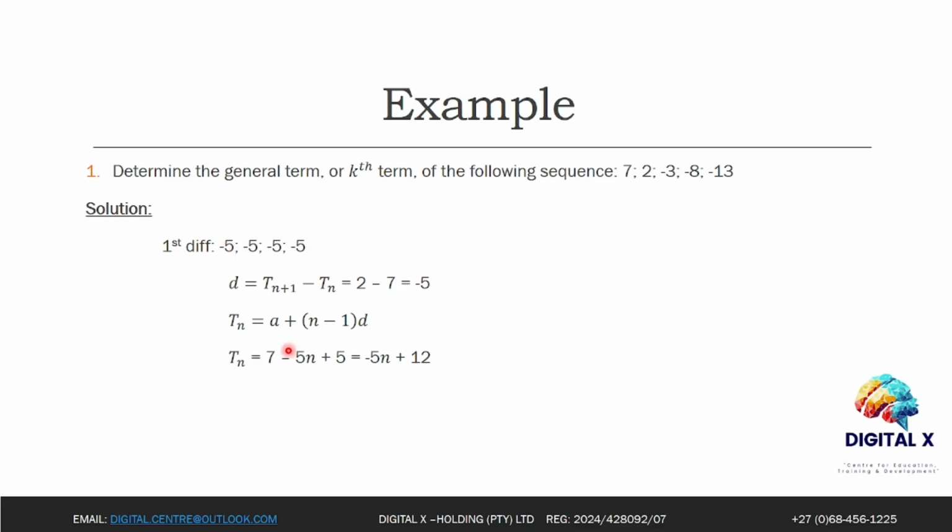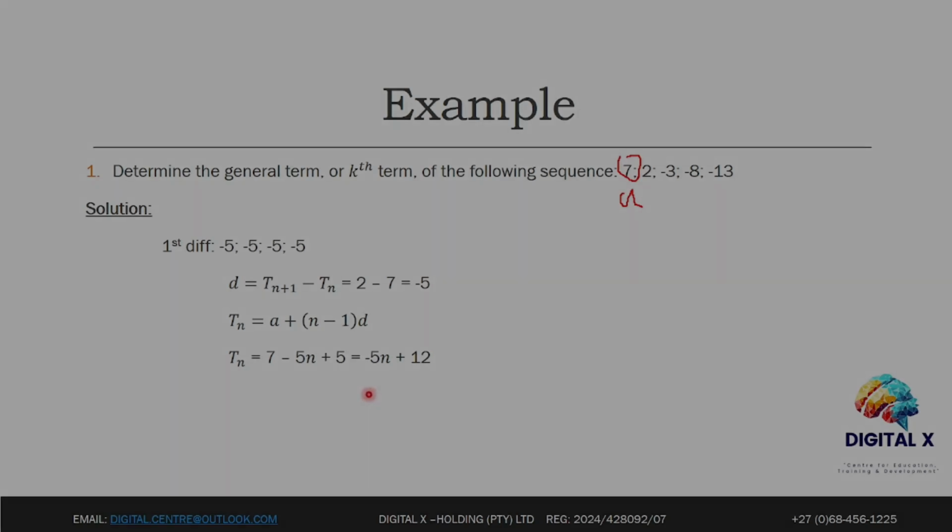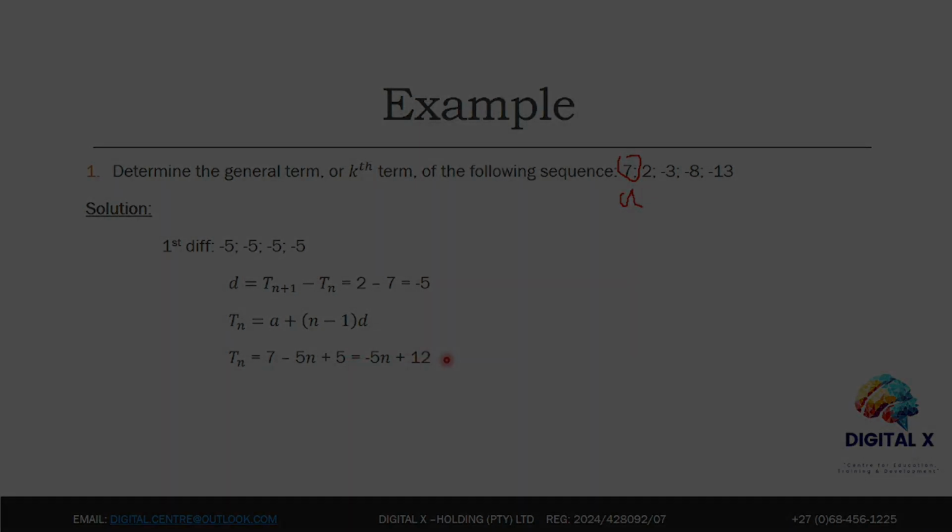And to determine the general rule, we simply substitute the given values into this formula. The value for a will be 7. We're just going to substitute everything into our formula, and what we end up with is this particular general rule over here.